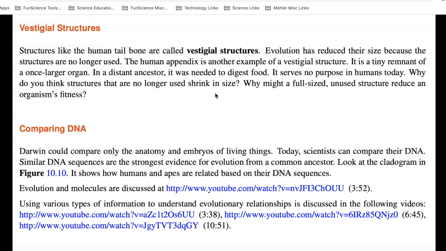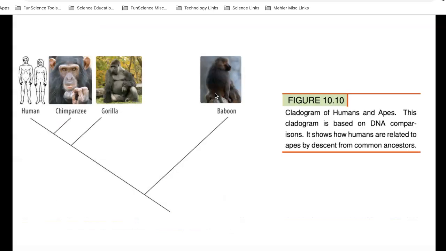And we also can have evidence of evolution by comparing DNA. And Darwin could not do that. He only looked at the anatomy and embryos of living things. But scientists today can compare their DNA. And there's strong evidence for a common ancestor when you look closely at their DNA. For example, take a look at this cladogram.